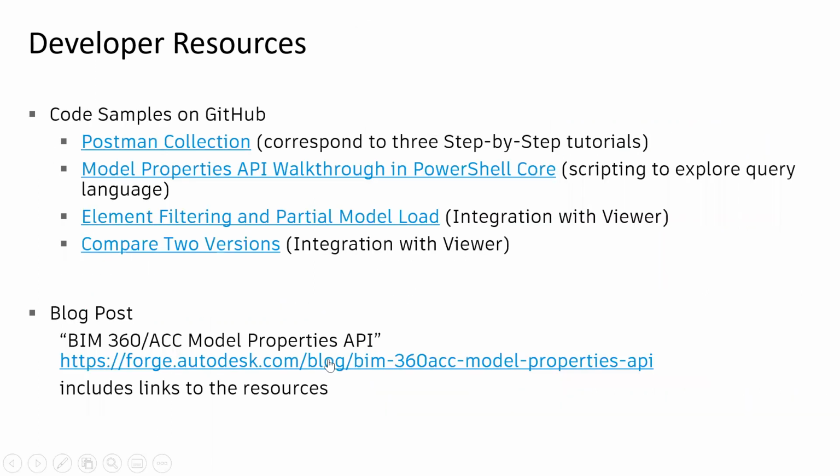We also provide code samples on GitHub. The first one is a Postman collection. This collection corresponds to the 3 step-by-step tutorials. Then there is the model properties API walkthrough in PowerShell Core. This is an interesting one. You can use this script to explore our query language. And then the demo samples we just showed. We also provide the code, available on GitHub too.